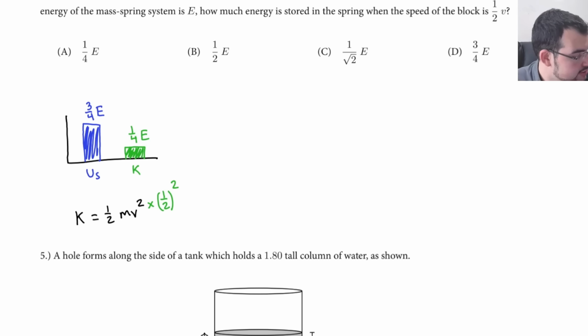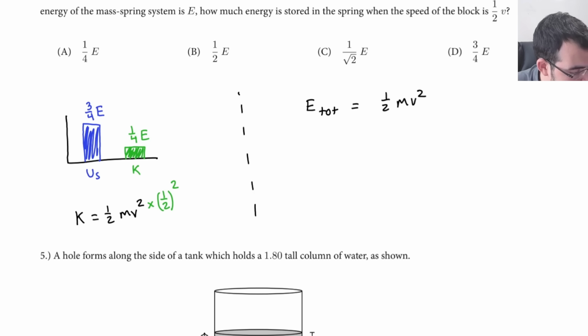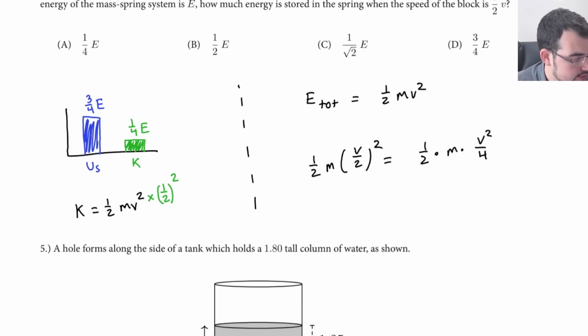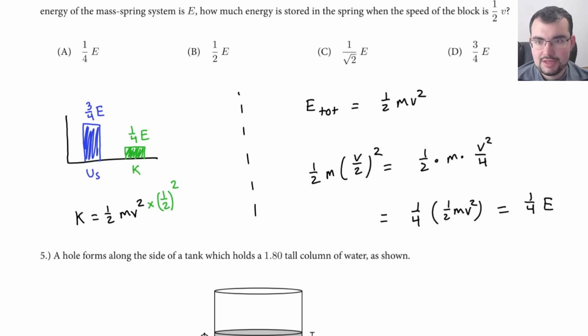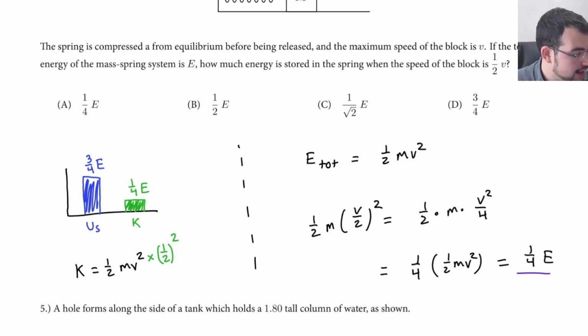But you could do this directly, where you know that E total is equal to 1/2 mv squared. And if we look at the time given, we're given the time when v is v over 2. So we get 1/2 times m times v squared over 4, which is equal to 1/4 times the quantity 1/2 mv squared. And we see that that's a quarter of the energy again. So both ways get the right answer. This is just a lot more work to show that the kinetic energy is a quarter of the total at this time.